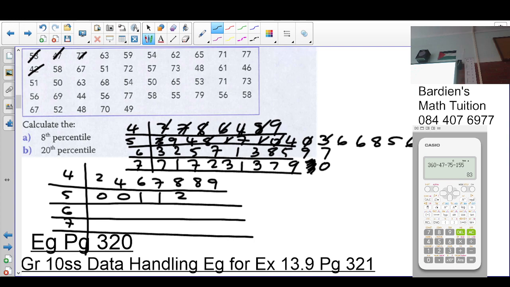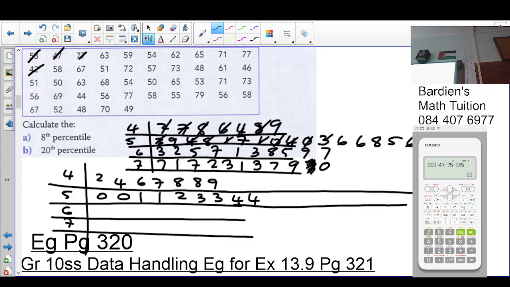Sorry? Well, it's 2 threes. Yeah? 2 fours. Yes? 1 5. 3 sixes. 1 7. 3 eights. 2 eights.